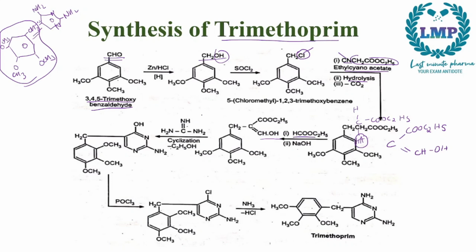So then we will get, in bicyclization in the presence of guanidine, we will get removal of ethanol, so we will get this structure. Then in the presence of POCl3, there will be chlorination here, OH will be converted to chlorine, we will get this structure, and then there will be ammonia added and removal of HCl. This one is removed and an NH2 group will be added, and we finally get trimethoprim.